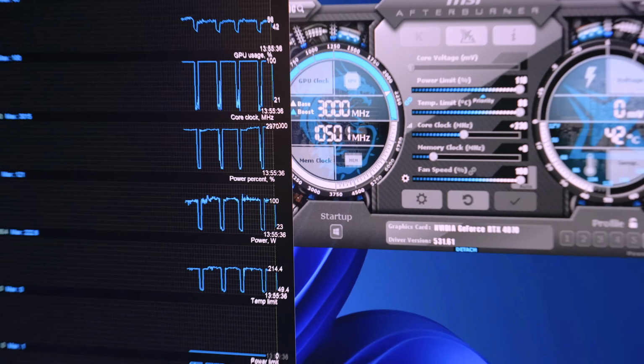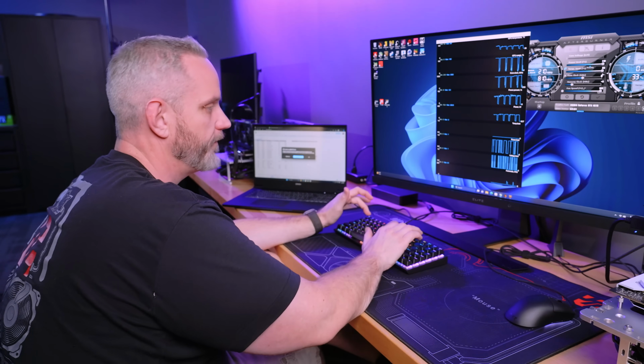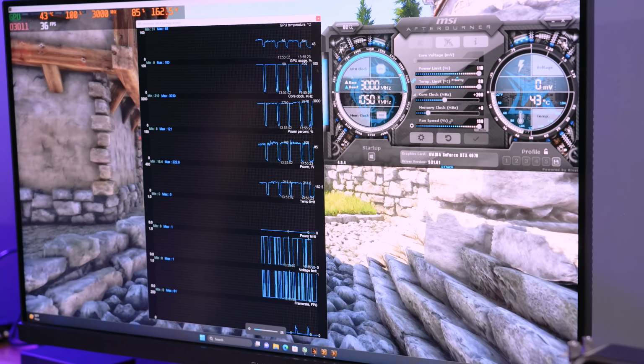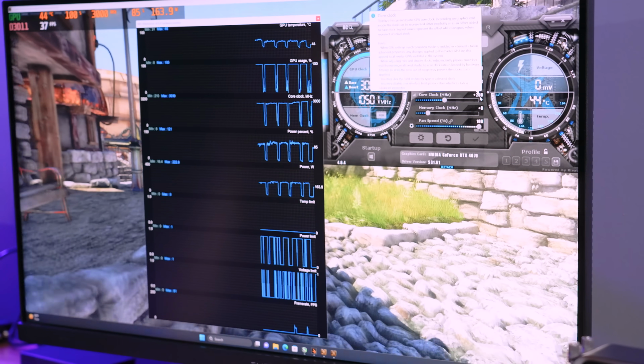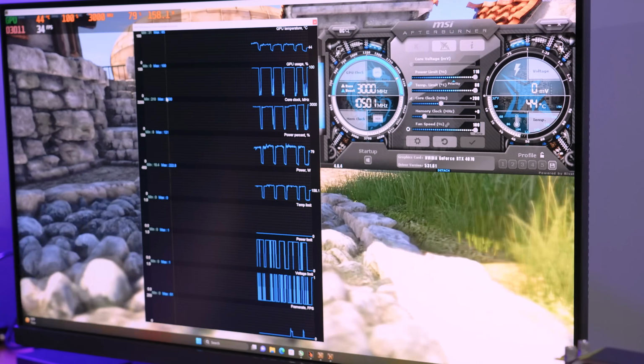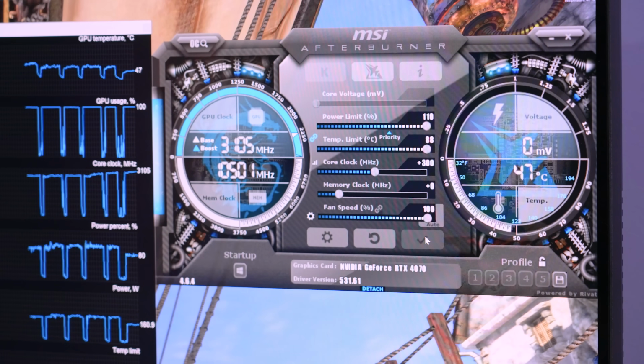I'm gonna try Heaven real quick. Heaven's a lot easier to run than Time Spy, so we should be able to get a more realistic frequency number out of our offset. Yeah, see, 3015, and I brought it down to 200, because I knew if I left it at 230, it would probably crash. So we hit 3030 for a second there. Will it hit 3100? Yeah, 3100.